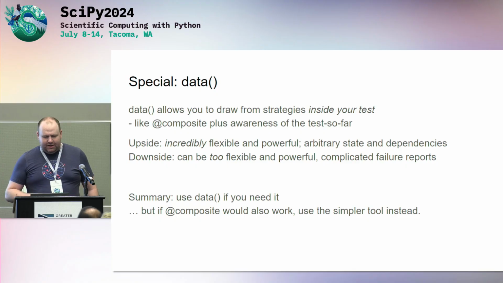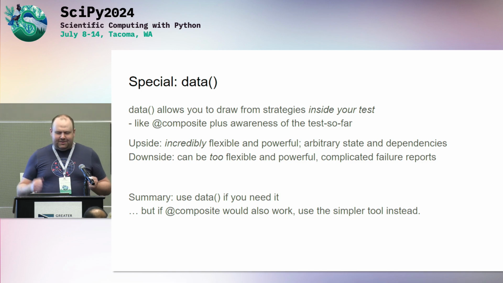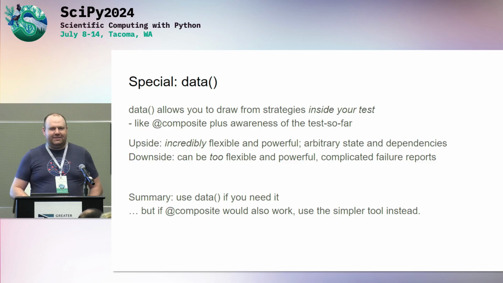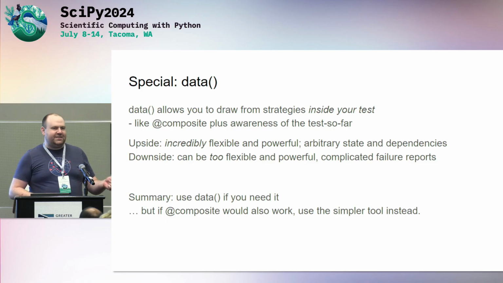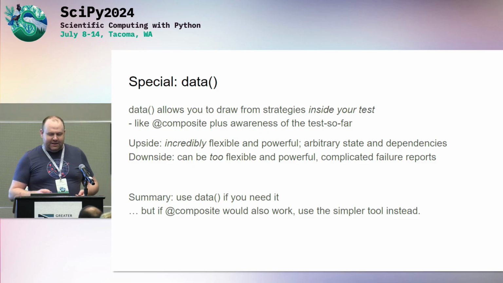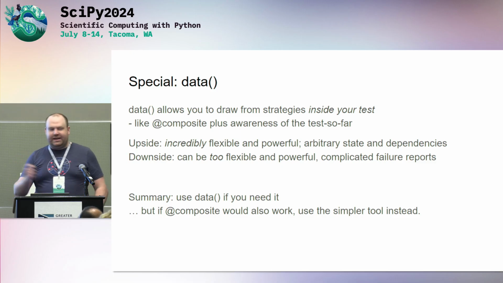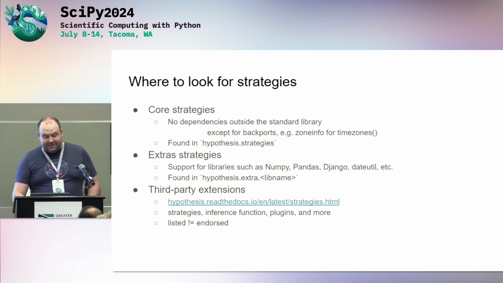Okay. And then I think this is close to the last thing I'm going to tell you about before we get to exercises. Data is like the composite decorator, except it lets you draw from strategies inside your test function. And so this is like the ultimate power. You can interleave data generation and executing the code that you're testing however you like. The downside is it's harder to report what the failing examples are, so the user experience is not quite so polished. The upside is you can have just arbitrary dependencies. And so you can run your simulation for a bit, look at the current state, pick an action based on that, and then keep going, for example. Use it if you need it. Try to avoid it if you don't need it. I'm getting into cliches, I guess.